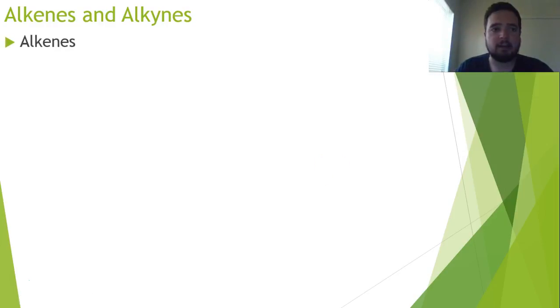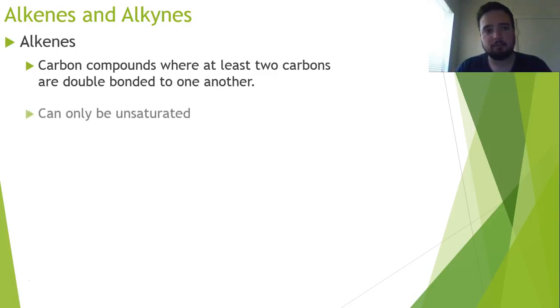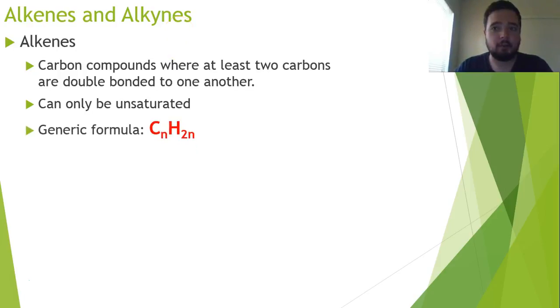Okay, so alkenes and alkynes. Alkenes are carbon compounds where at least one pair of carbon atoms is double bonded together. They can only be unsaturated. Due to their bonding, they do not want to be saturated the way alkanes do. The generic formula for this is CnH2n. Now, if you notice, this formula is the exact same formula as for cycloalkanes. So the formulas work for the same thing, but it depends on their structural formula, on whether you're talking about a cycloalkane or an alkene itself.